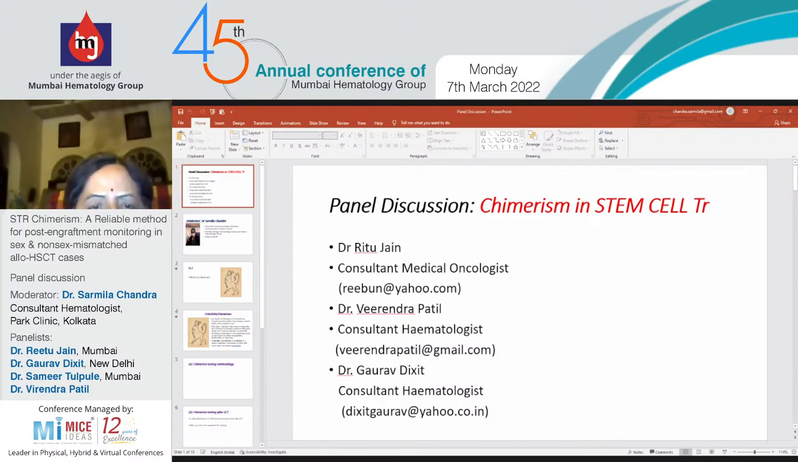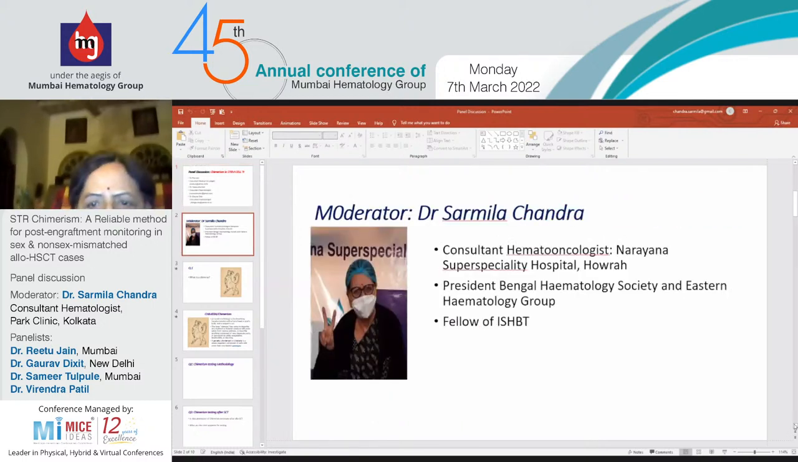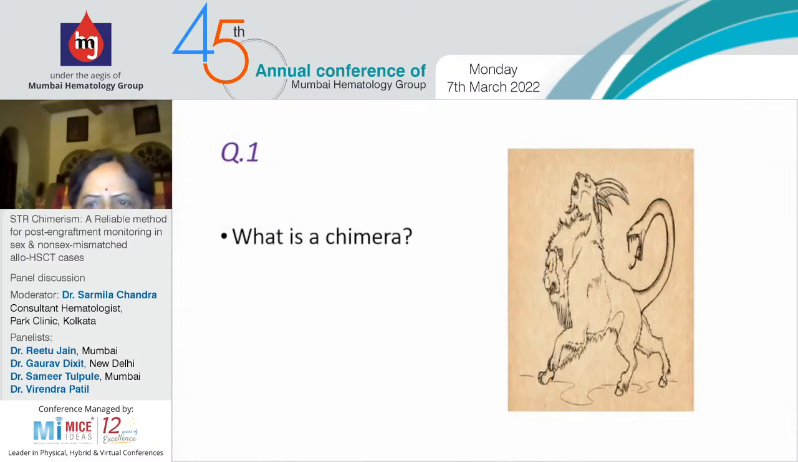Okay. So we have Dr. Ritu Jain, Dr. Virendra Patil, and Gaurav Dixit. They are all hematologists, oncologists, and also BMT physicians. So we have a very distinguished panel, and we go straight to the presentation. Now, the first question that I will place to my panelists, well, that's me. I'm from Calcutta, and we have a BMT unit in our hospital, and we carry out transplantations, and we need this chimerism. Now, the first question, which is an undergraduate question, is: what is a chimera? I'm asking Dr. Dixit first. Can you tell us what is a chimera?